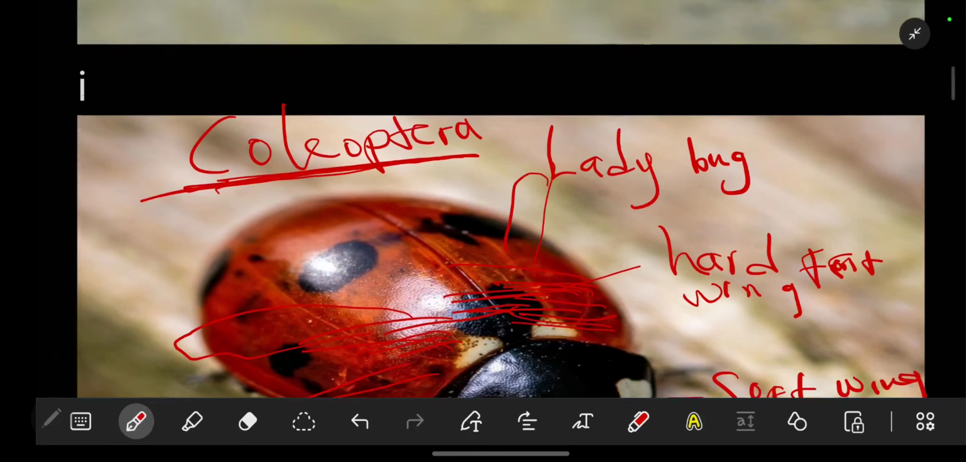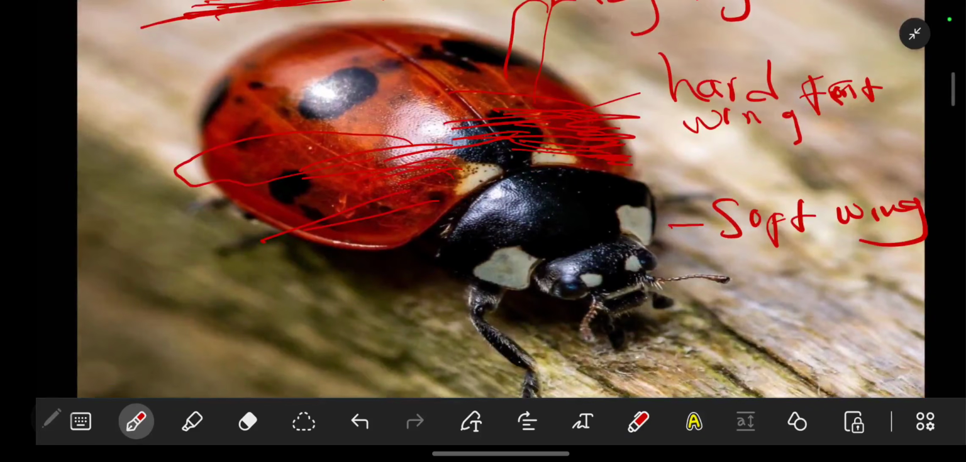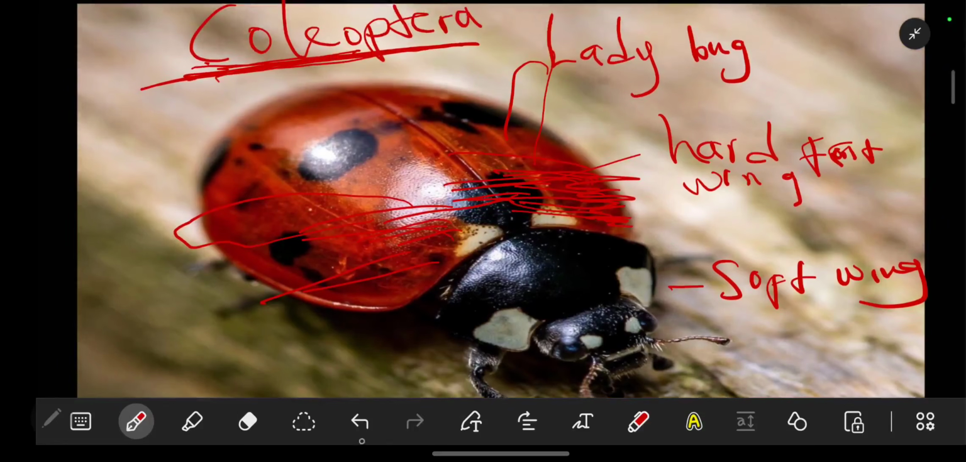So since you are deriving the Coleoptera, you are linking it to something hard. Just know that whatever is in front, which is the forewings, are hard. So that is one way that can help you remember the order Coleoptera. These characteristics are very important. So hard forewings. Forewings are the wings that are found in front.